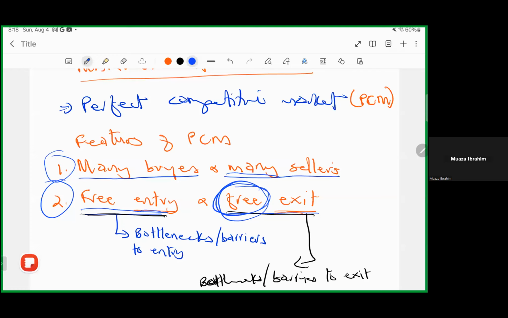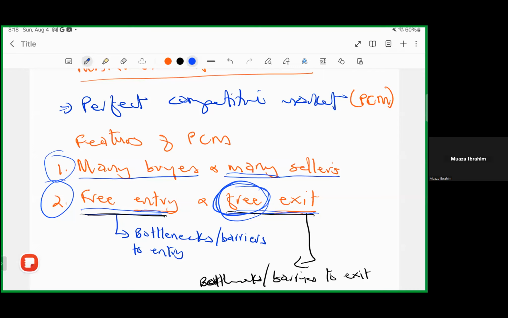So in the long run, no one will be making a loss, because if you are making a loss, you would have left the market a long time ago because of what? Free exit. And because entry is free, if people are making profit, they tend to invite what? Others to join, willingly or unwillingly, okay?